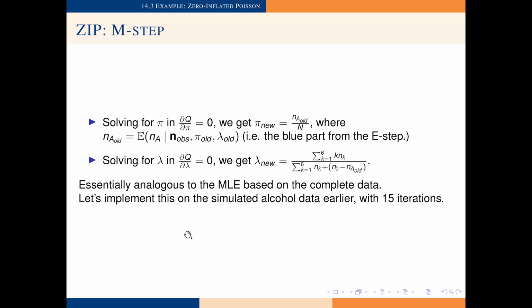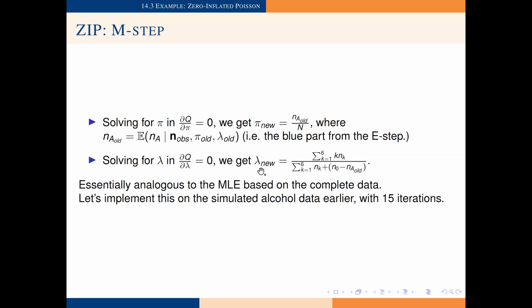Something you notice here is that once you get the NA old, the pi nu and lambda nu look just like the Bernoulli and the Poisson MLEs you have on the complete data. You can notice that this pi nu essentially calculates the proportion of individuals out of all n individuals who are expected to come from group A, given our last guess of the parameters and the observed data.